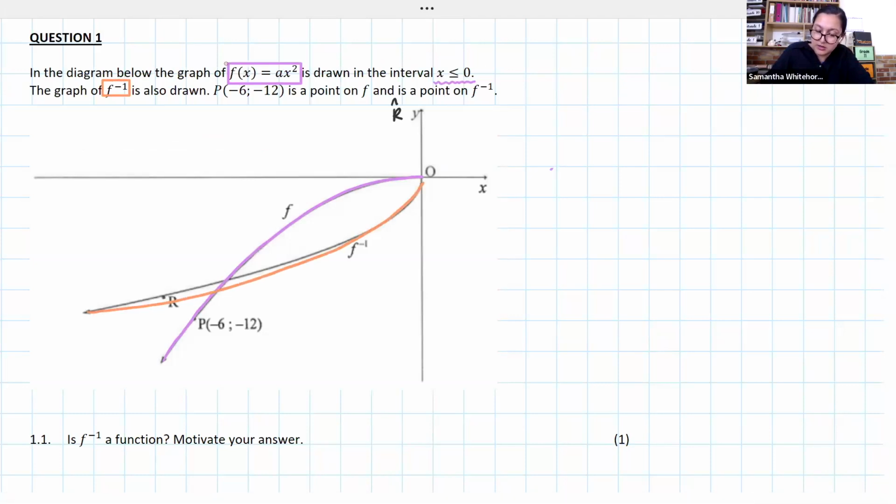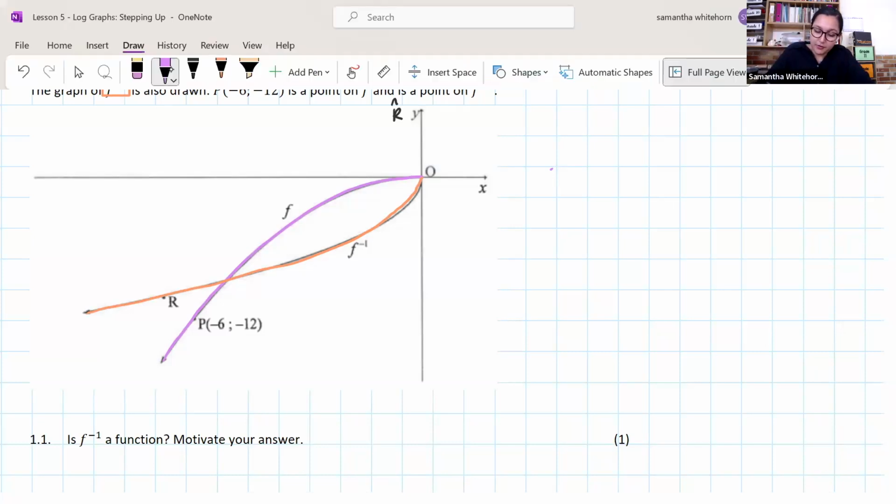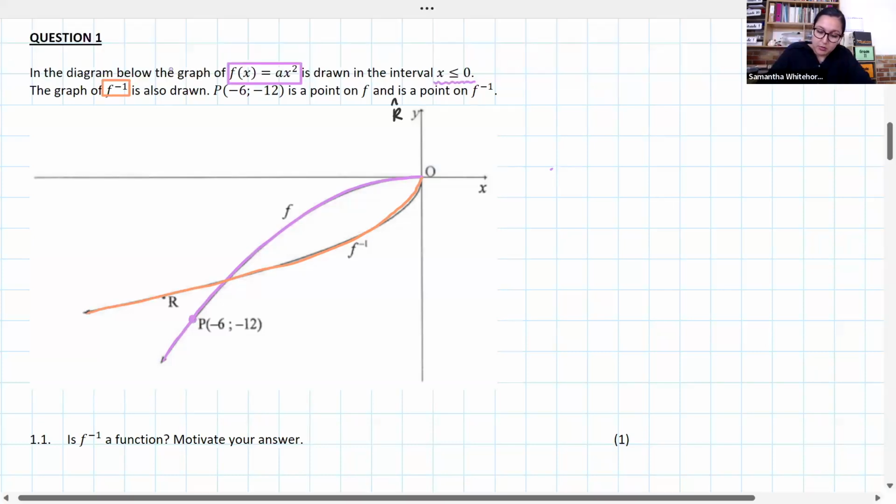The power of negative 1 is telling me it's an inverse. That's good to know because I haven't been given an equation. I'm probably going to be asked at some point to find the equation of the inverse. Point P is just a random point on f. We can see that there. Point R is also a random point on the inverse. That's the information we have.